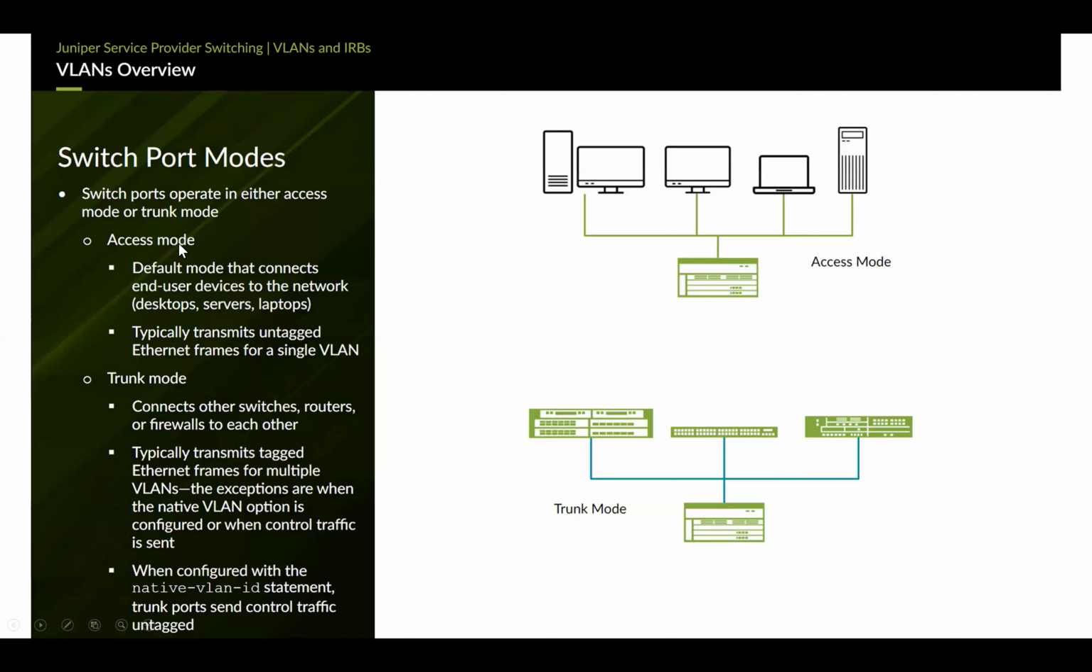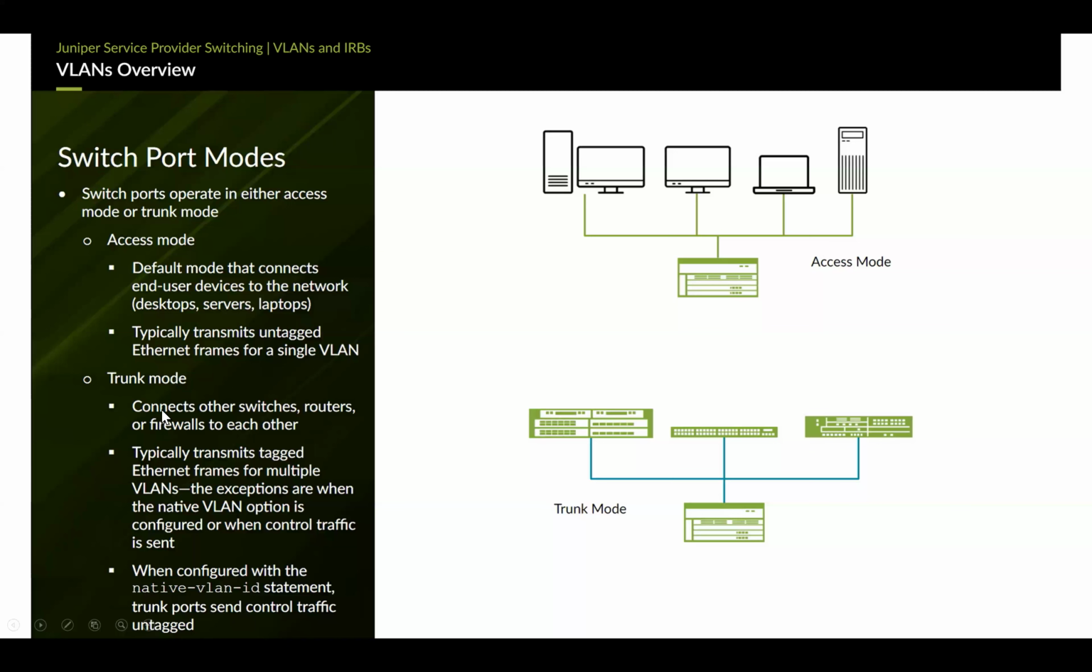So see here, access mode. Access mode is the default mode that connects end user devices to the network. You can connect desktops, servers, laptops, printers, and other end devices through access mode. It typically transmits untagged Ethernet frames for a single VLAN. Basically, those ports will communicate for a single VLAN.